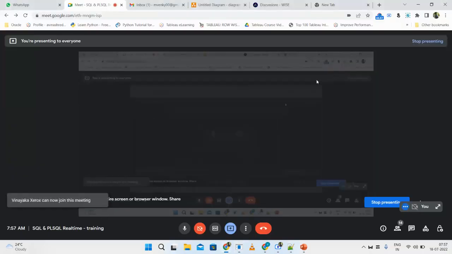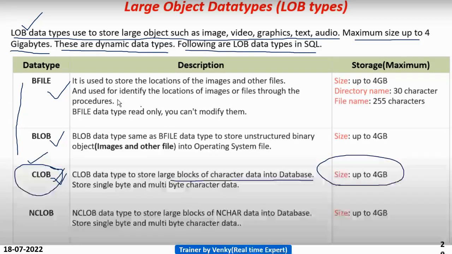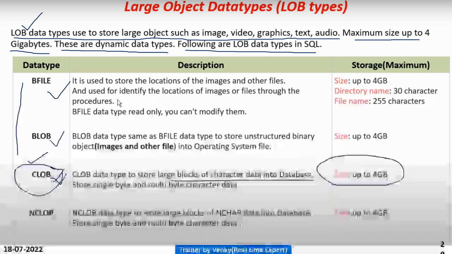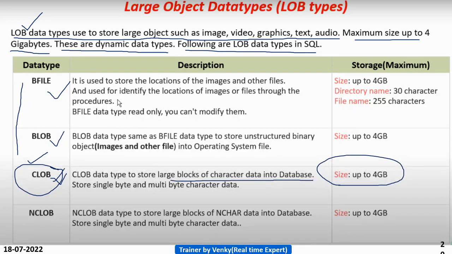Clear? If you want to insert large blocks of character data of more than 4000 bytes, we don't have any other option. The only option is called CLOB. But I never used it in my real time. If your project is with respect to images, videos, or any large blocks, you may use it.